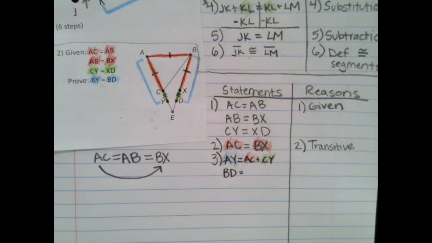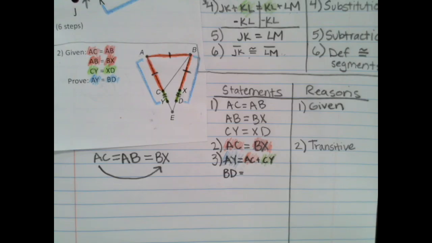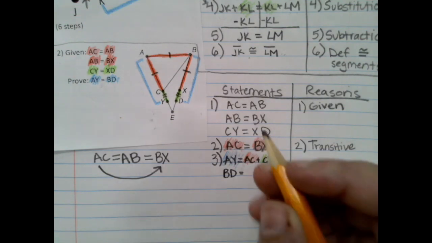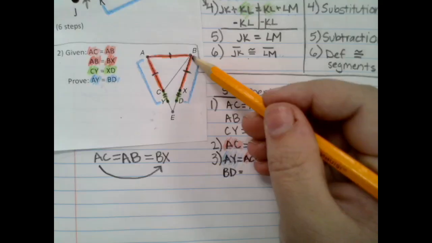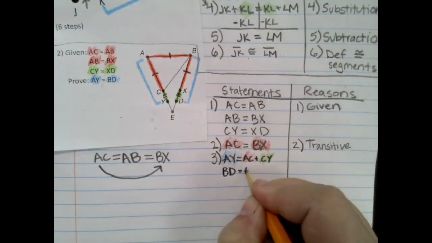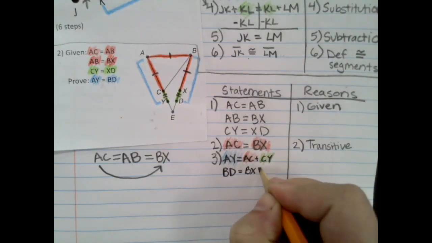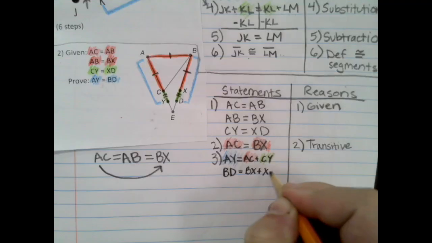Don't say it. Take a second. Just write it. If you don't want to write it and then erase it if you have it wrong, just think of it. What is BD going to be the same as? What would we start with? We would go B to X and then X to D.